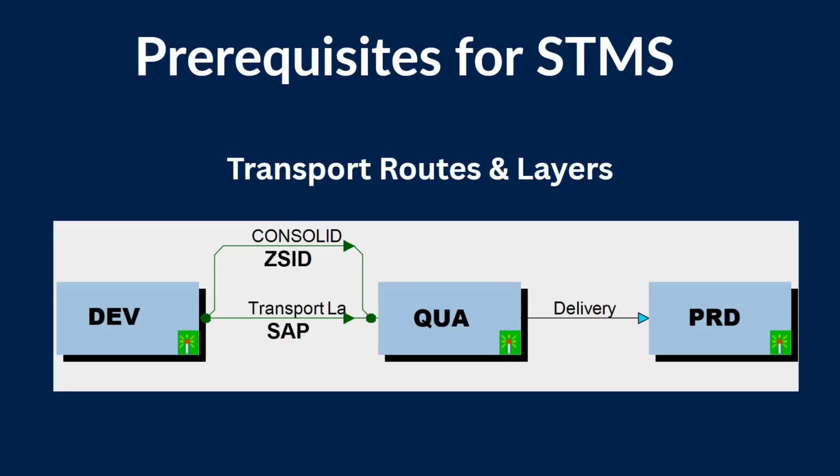After completing the routes and layers drawn between the systems, we should save the STMS configuration. Only then can we move the data from one system to another system.